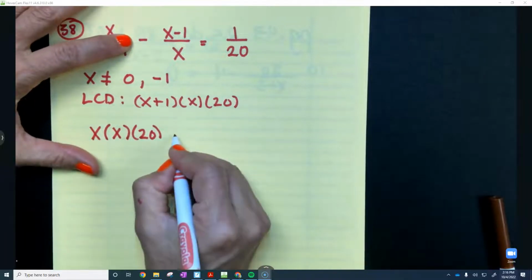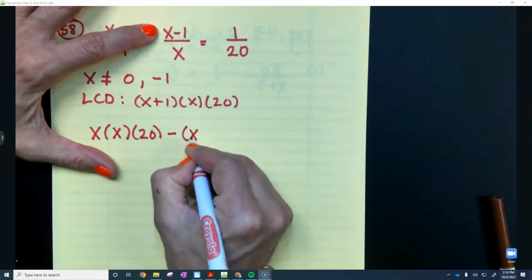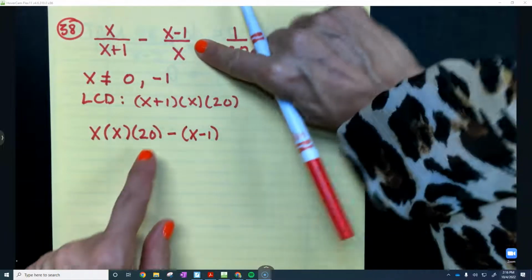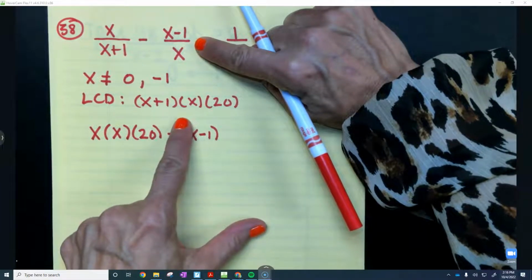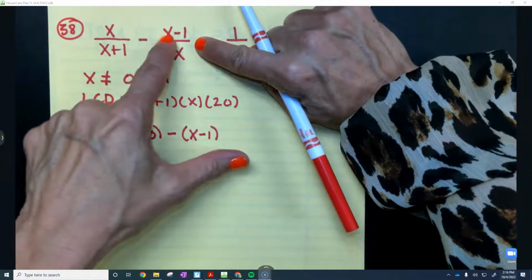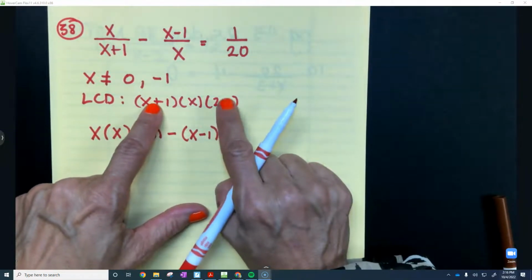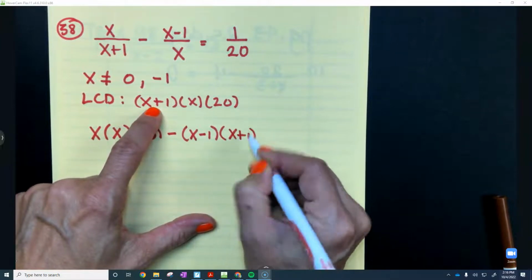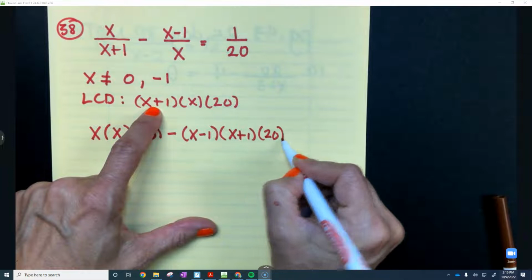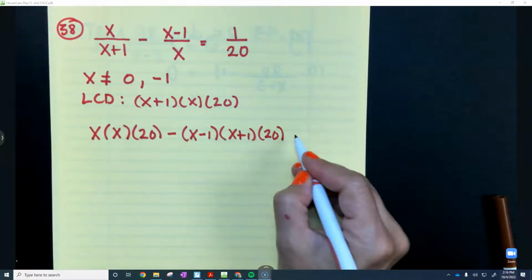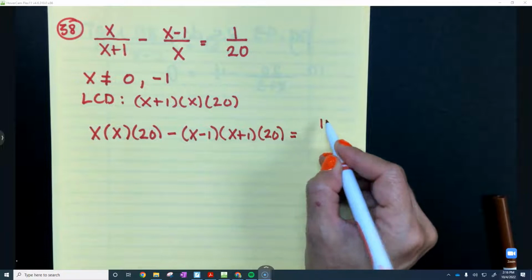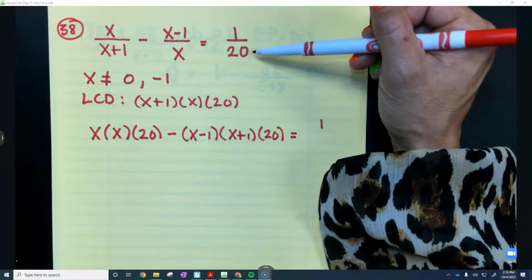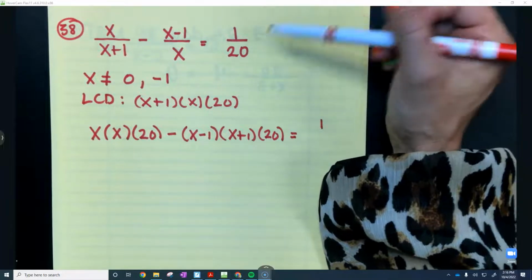I'm going to write the minus sign. I'm going to recopy the x minus 1. Let's analyze the next fraction. What's going to cancel out with the next fraction? X, that's right. So this x minus 1 is getting multiplied by these 2 pieces right here. So the x minus 1 is going to multiply by the x plus 1 and also the 20. Let me recopy the equal sign. And then what is this 1 going to get multiplied by? X and x plus 1. The 20s cancel out.